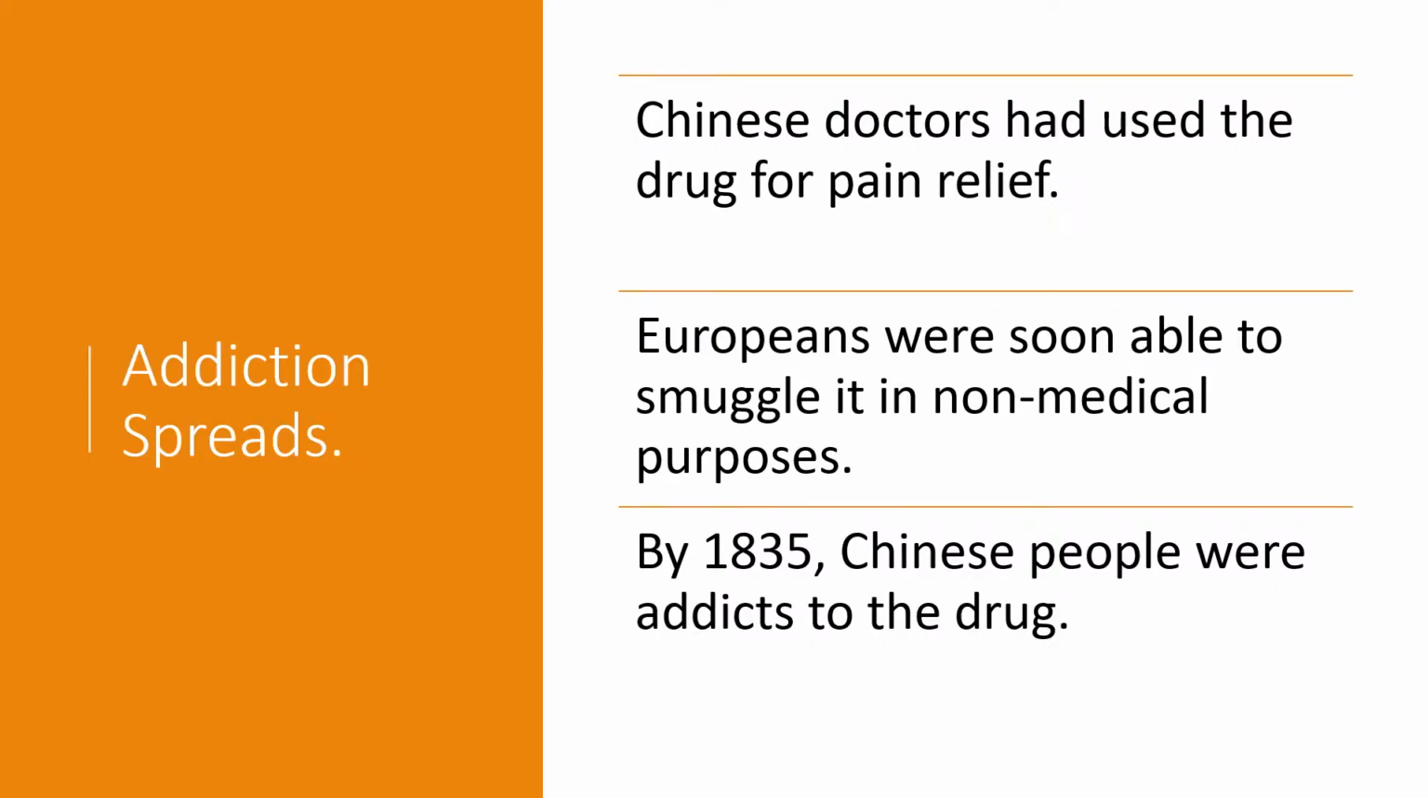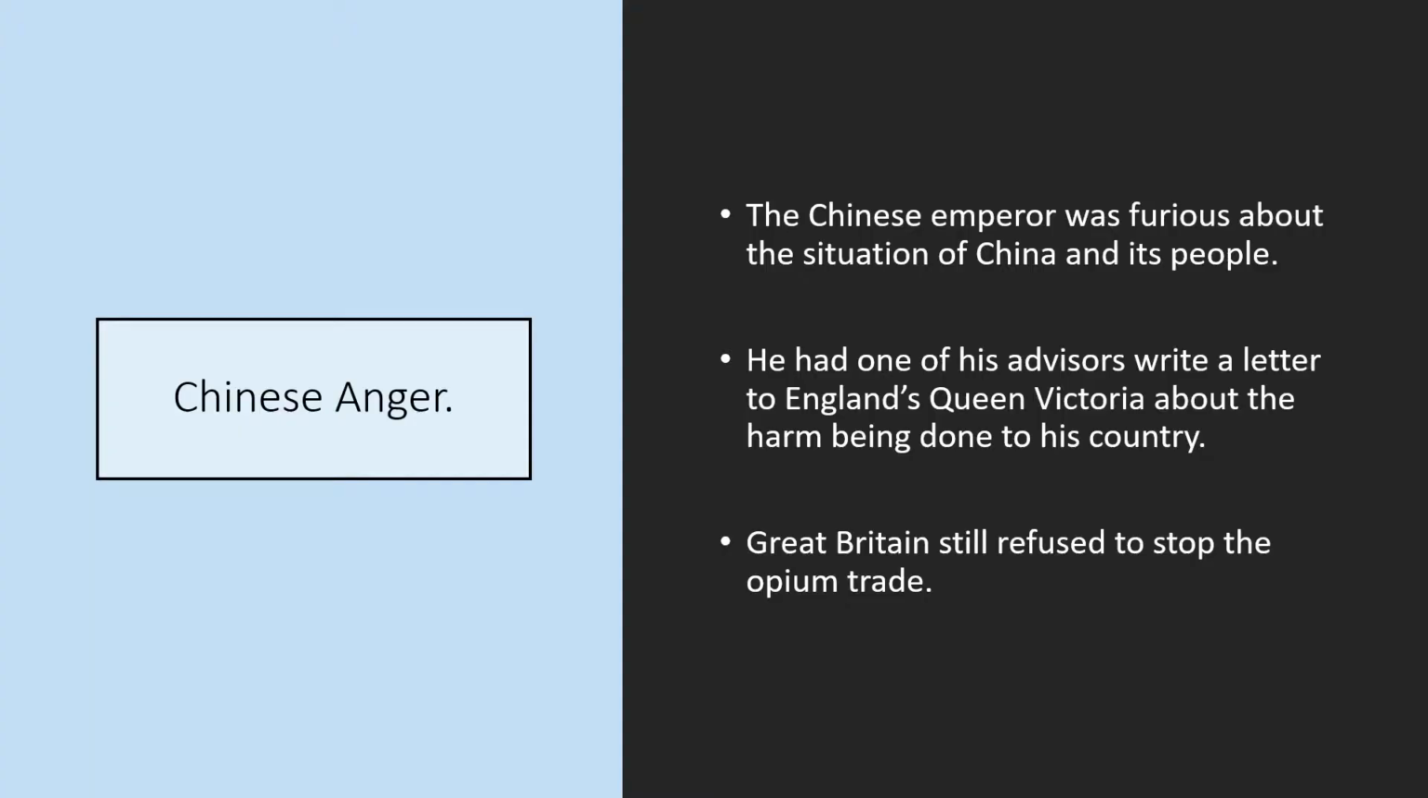Now, Chinese doctors had used the drug for pain relief, and Europeans were soon able to smuggle it in for non-medical purposes. So they were able to bring it into the country for non-medical reasons, and by 1835, Chinese people were addicts to the drug. Now, the Chinese emperor was obviously furious about this, about the people of China being addicts to this drug.